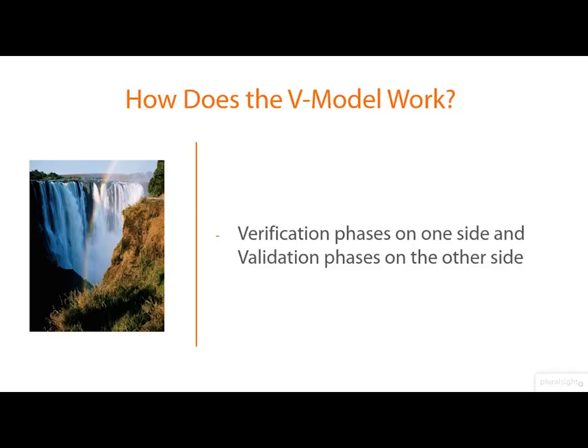Under the V model, the corresponding testing of the development phase is planned in parallel. So there are verification phases on one side of the V and the validation phases on the other side. The coding phase joins the two sides of the V model together. Now let's take a look at how the V model works through a diagram.